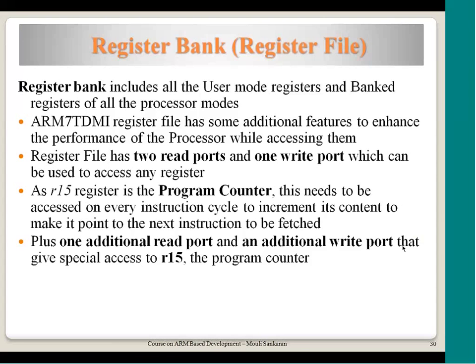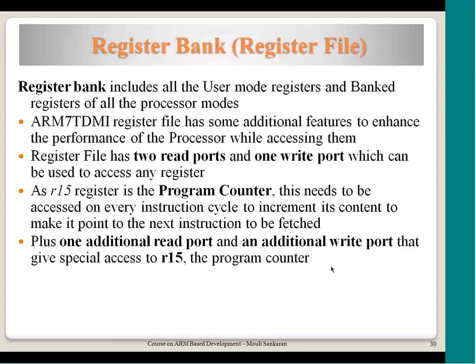What does it mean? For accessing R15, you can use these ports. These ports allow reading and writing of R15 independent of any read or write happening on the other registers in the register file, so they can happen in parallel. So effectively there are 3 read ports and 2 write ports, but one is very unique and special in that it can be used only for accessing the program counter.